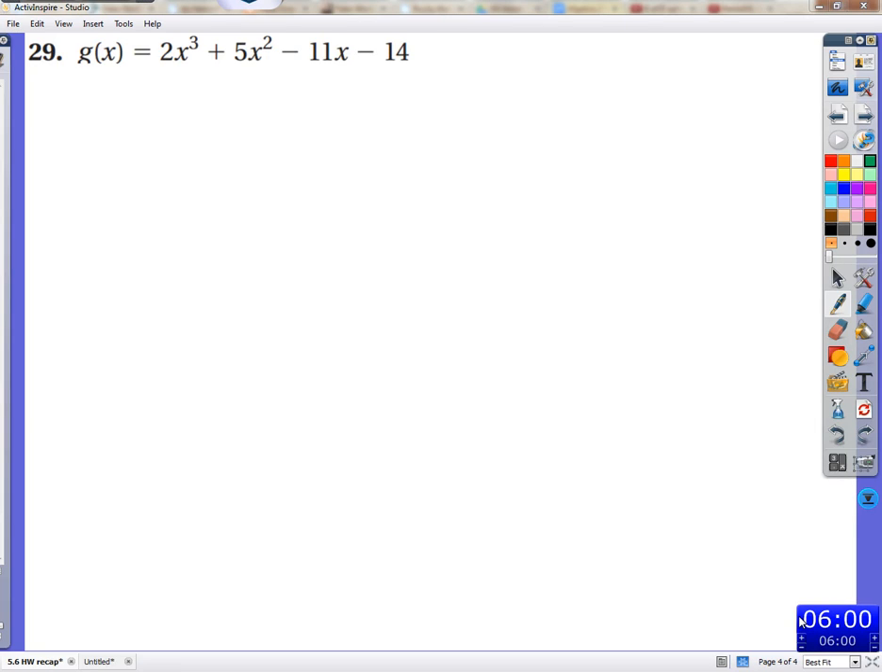So, first, we don't have a starting point, so how do we find that starting point? Find the factors of negative 14. Okay, let's do that. 1, 2, 7, 14.